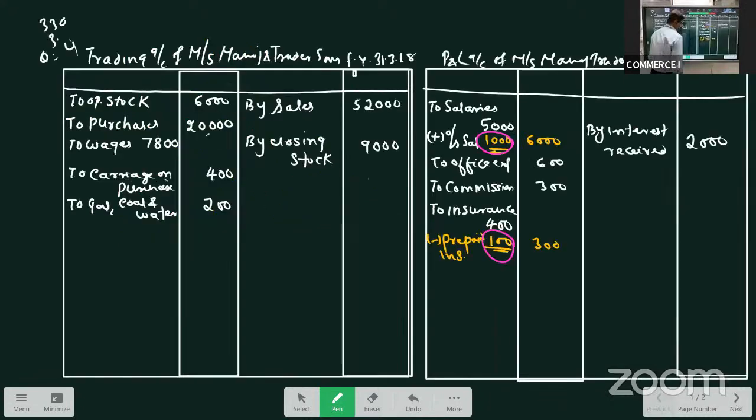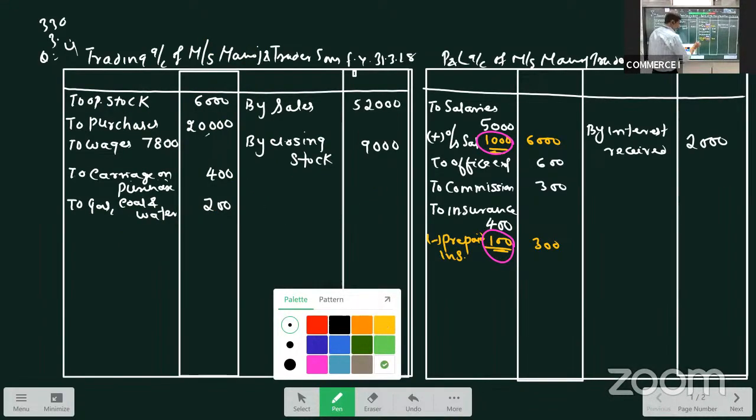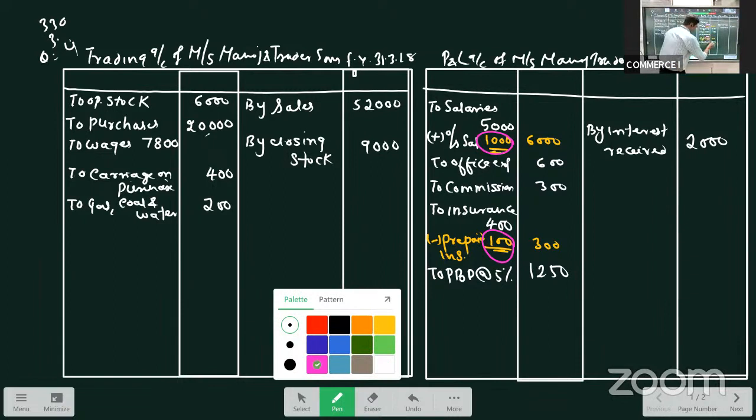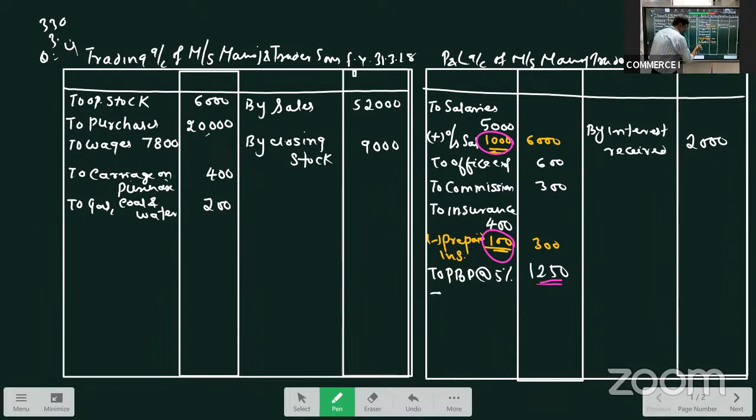Okay. So here in P&L account, we will take provision for bad debts at what percent? 5%. How much? 1,250. The second adjustment, as I told you, will deduct in balance sheet from debtors. Then depreciation on furniture. Depreciation on furniture is a loss. We have to deduct 200 from furniture and also show it in P&L account.